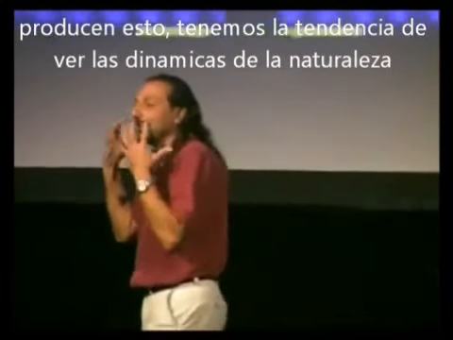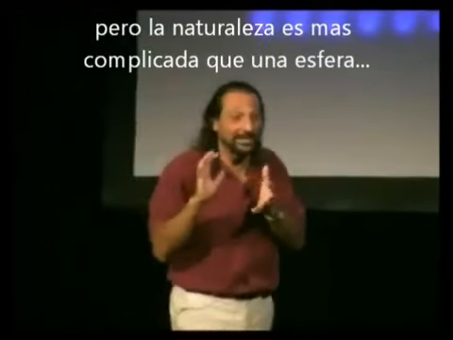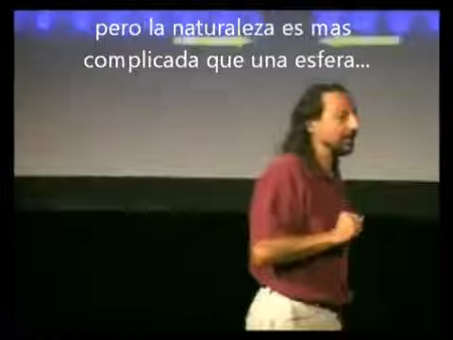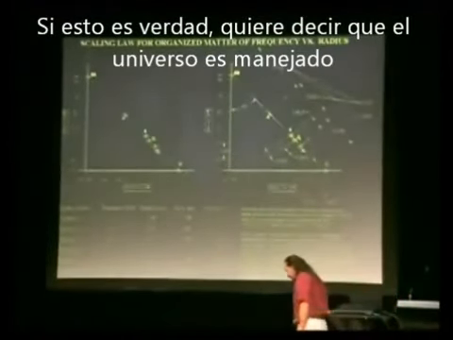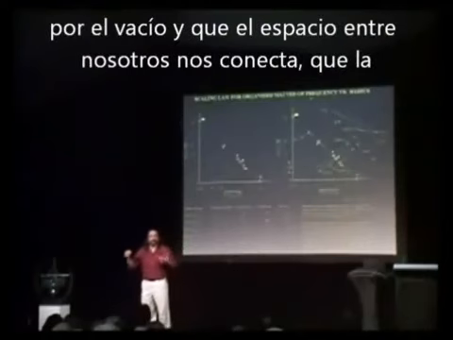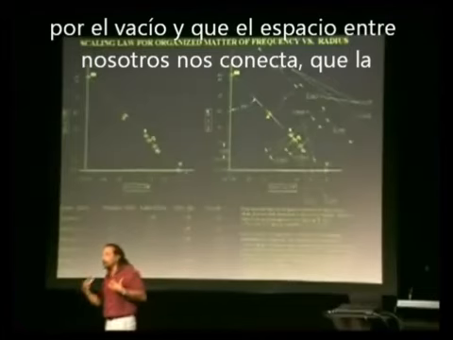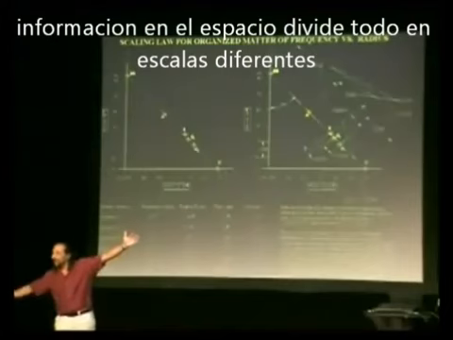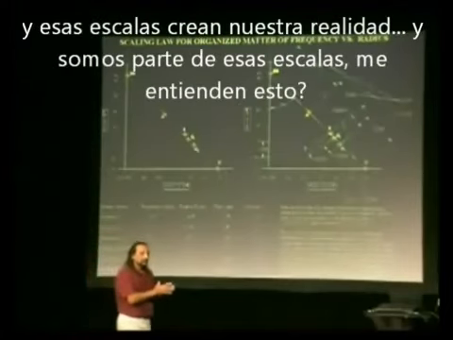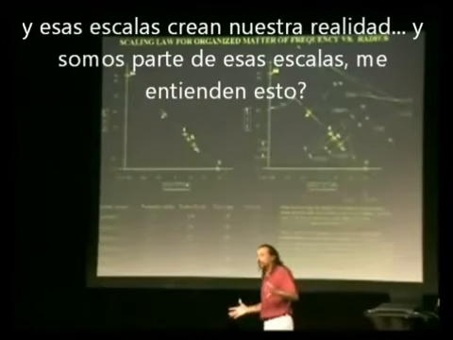You know, we have a tendency to have an arrested view of the dynamics of nature. Nature is a little more complex than just a sphere. Just a little. And so, if this was true, then that means that our universe is driven by the vacuum, that the space between you and me connects us, that the information that is in the space divides in very specific scales, and those scales make up all of our reality, and that we're part of those scales. You guys are following this?